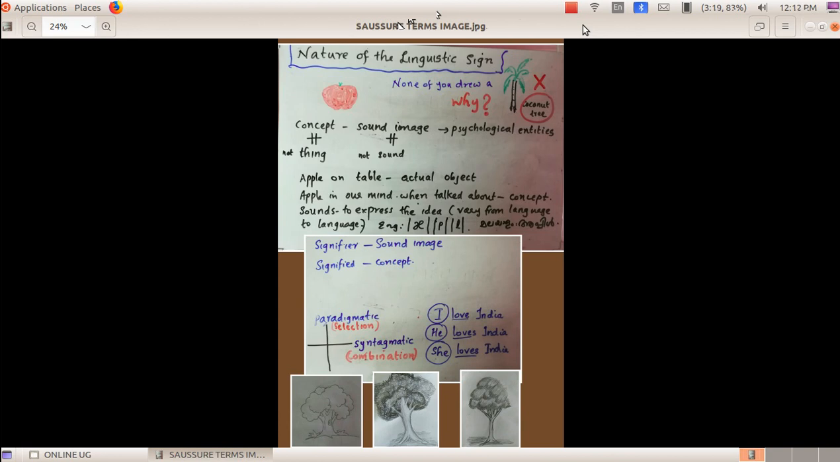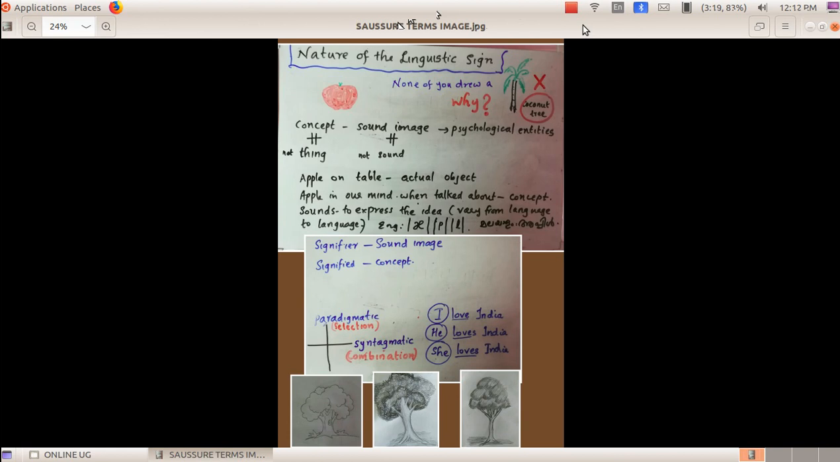So why didn't anyone draw a coconut tree? That is the part where Saussure talks about the concept and the sound image. The concept is not the actual object. You see numerous trees, but somewhere at a very young age, or in some picture books, most often we see trees of this kind. Not a coconut tree, but trees with a forked trunk and very thick, densely covered leaves. And the moment you hear the term tree and someone tells you to draw, you draw the concept that you have in mind, and that comes in this form almost always.